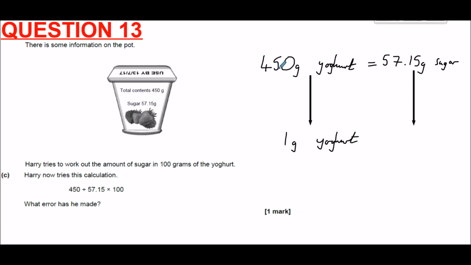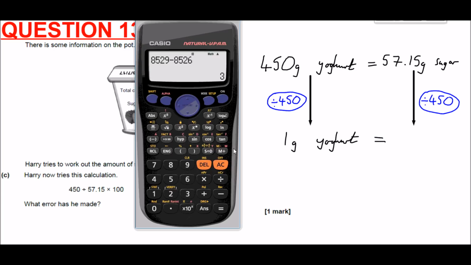So, to go from 450 grams to just 1 gram, we can divide 450 by itself. Remember, any number divided by itself will give us 1. But if we divide this side by 450, we need to do the same to this side here and divide this by 450. And so in just 1 gram of yogurt, we'd have 57.15 divided by 450, which is 0.127 grams of sugar.